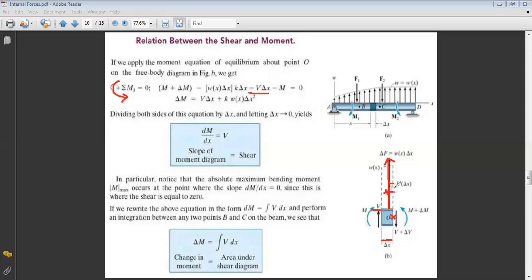Anyway, whatever the distance is, whatever k is, you will see that it will not affect the result, and we will see why. Because when I want to find the moment of the force, I take the force, which is w(x) delta x, and it's minus, because it's turning in the clockwise direction. So minus the force times the distance, you get minus w(x) delta x times k delta x, which is minus k w(x) delta x squared. As you can see, the moment of the distributed load is proportional to delta x squared, which is much smaller compared to delta x.